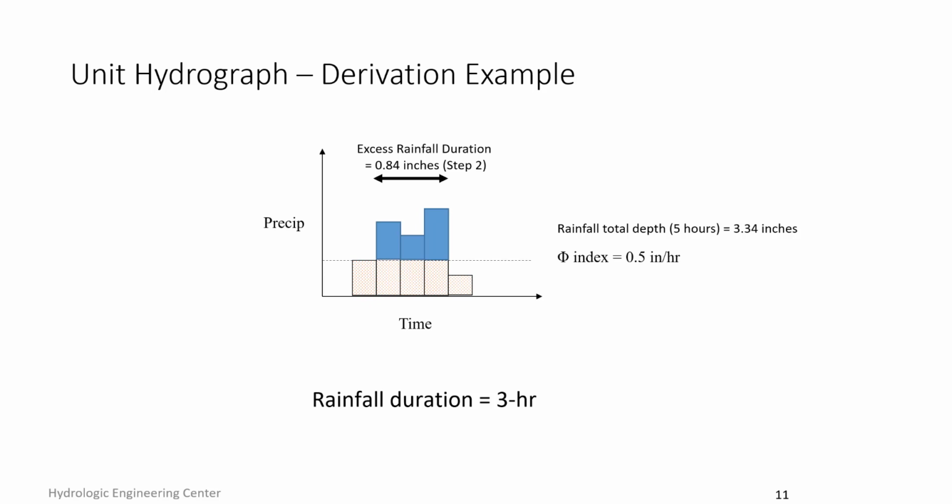Try not to get confused between the excess rainfall duration and the time interval of the unit hydrograph. In the previous slide, we see that the time interval for the unit hydrograph was 2 hours, but that does not make it a 2-hour unit hydrograph. The rainfall duration defines the type of unit hydrograph.